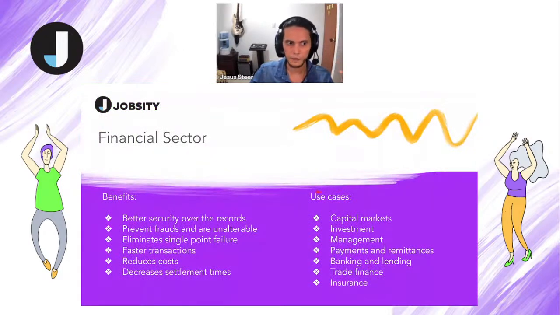In the financial sector, there are a lot of benefits, and the financial sector is one of the sectors working harder on blockchain, implementing and developing a lot of new technologies. For example, JP Morgan was also investing a lot in blockchain and developing new modules and tools that later they sell, for example, to Hyperledger. So there is a long list of benefits. This is just a few of them. Better security, preventing fraud, and this is important. Blockchain locks every transaction, so there is no way you can commit fraud. Eliminate single point of failure, faster transactions, reduced costs, and decreased settlement times.